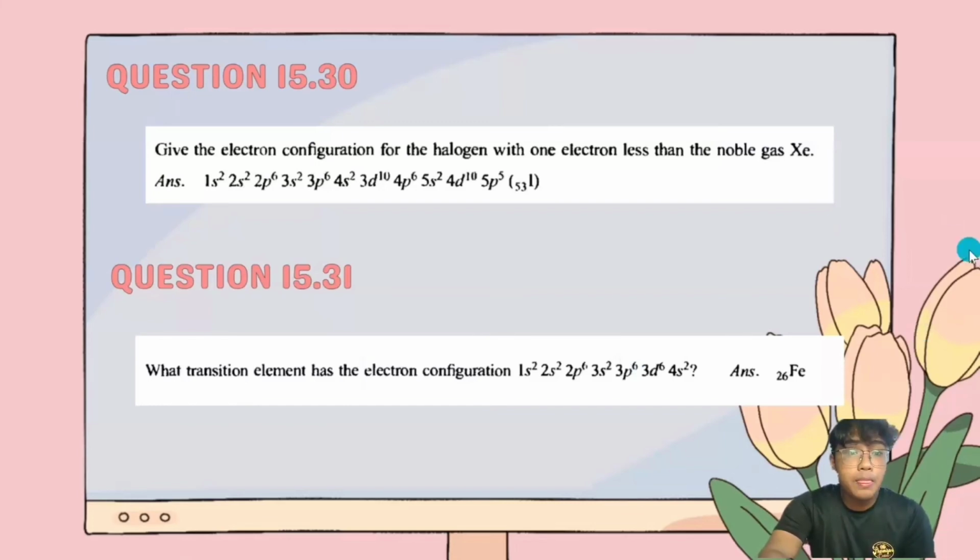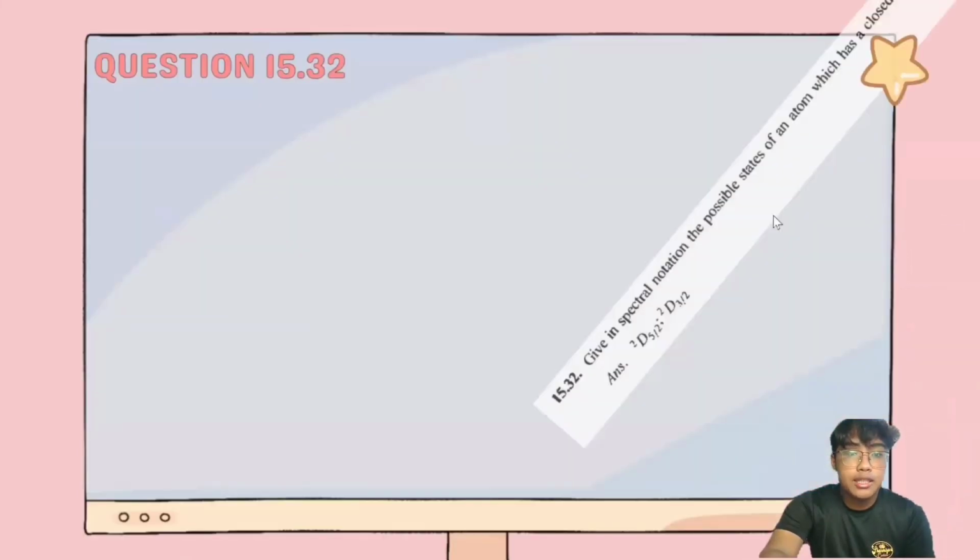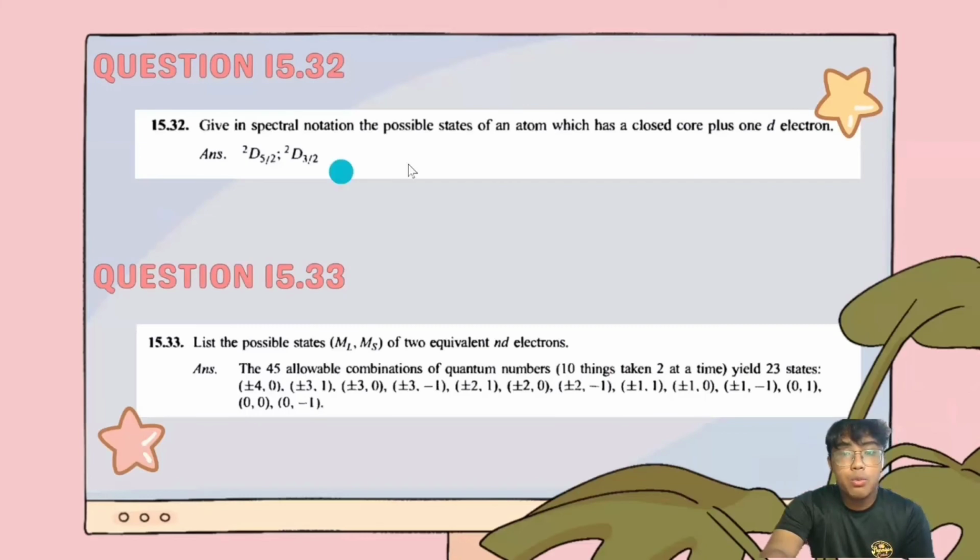Next question. Give in spectral notation the possible states of an atom which has a closed core plus a 1d electron. So the answer is 2D 5/2 and 2D 3/2. This one we remember, this is Pauli.